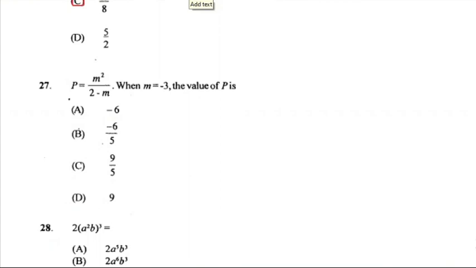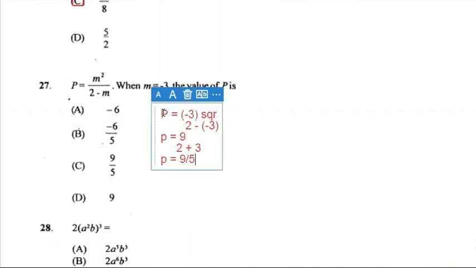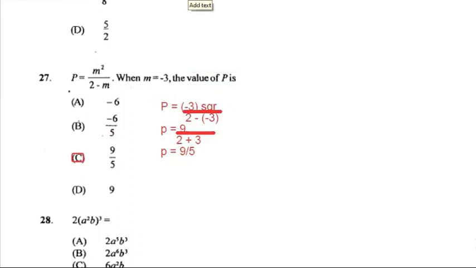27, P equals M squared divided by 2 minus M, where M is equal to negative 3. So wherever we see M, we will replace it with negative 3. So P is equal to negative 3 squared, and all of that is divided by 2 minus negative 3. And then that is 9, so negative 3 squared is 9. And then we also result in 2 plus 3, where the negative times the minus sign multiply and become positive. So our resulting answer is 9 divided by 5. So our answer for 27 is C, which is 9 upon 5.